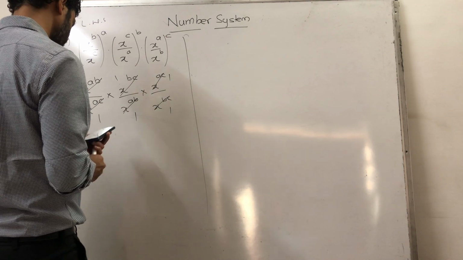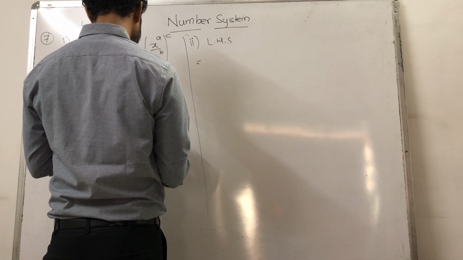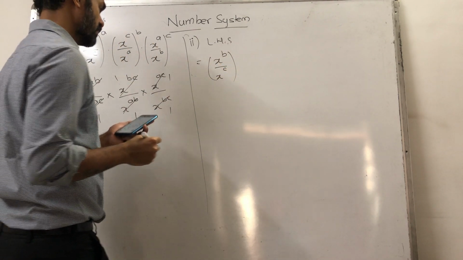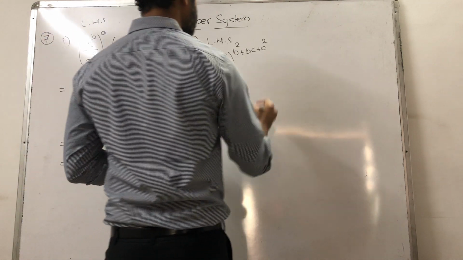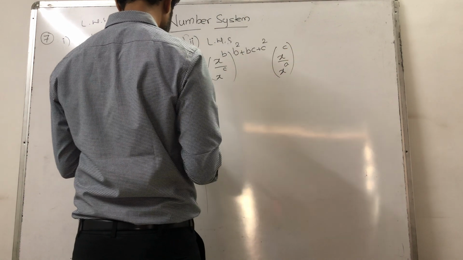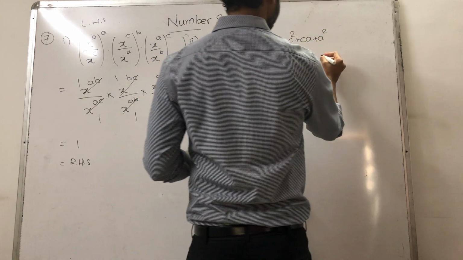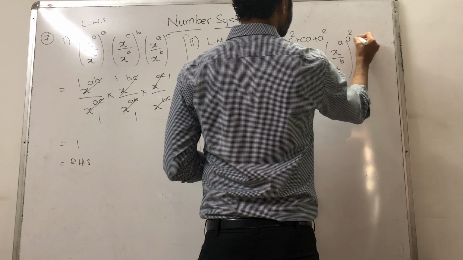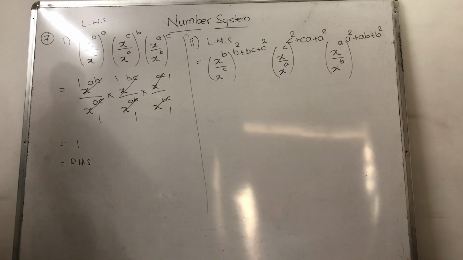Now the second one. Again it's a prove that sum. What is the LHS? The LHS reads as (x^b / x^c) raised to b² + bc + c², similarly into (x^c / x^a) raised to c² + ca + a², into the last term (x^a / x^b) raised to a² + ab + b². We have to show that this is equal to 1.